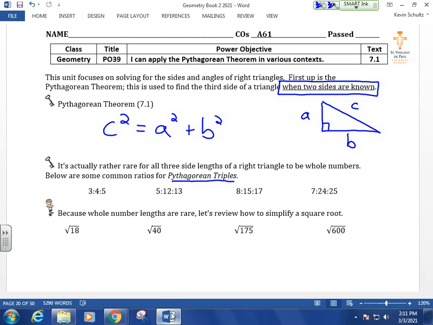Okay, these are written as ratios because if you've got a triangle with leg lengths of 6 and 8, you know the hypotenuse is going to be what? 10. Okay. If you have a leg length of 36 and a hypotenuse of 39, what would you know the other leg is going to be? 15. You can see the scale factor from 5, 12, 13 to 36 and 39 multiplied by 3. That means that this would have to be 15.